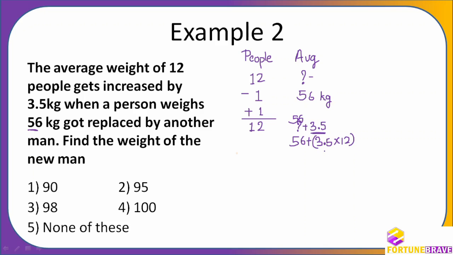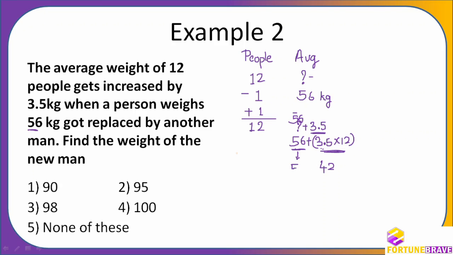This we have seen in the previous question as well. So he has to have 56 plus 3.5 into 12. Previous question it was decreasing, here it is increasing. So how much should he have? He should have 56 plus 3.5 kg into 12. Got it? So how much is it? 3.5 into 12. 12 3 is 36, 12 5 is 6. So it will be 42.